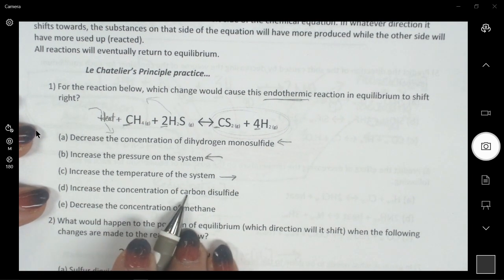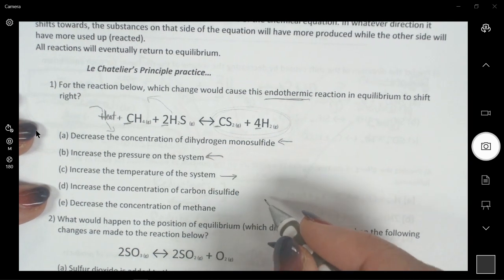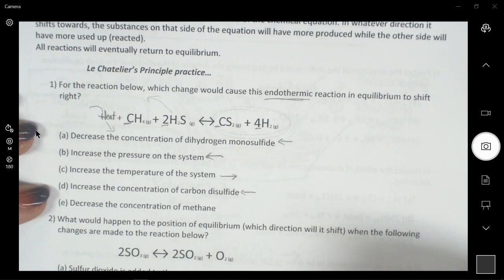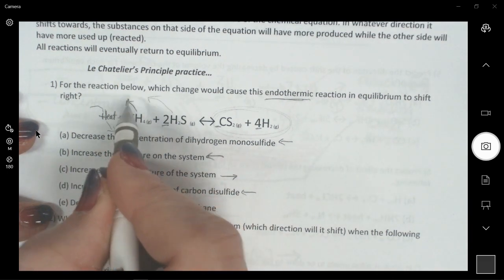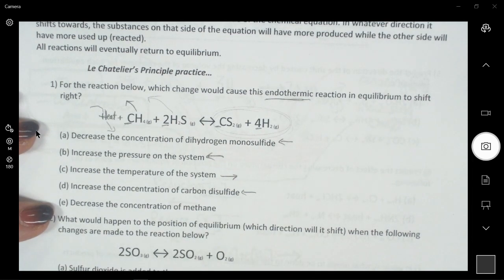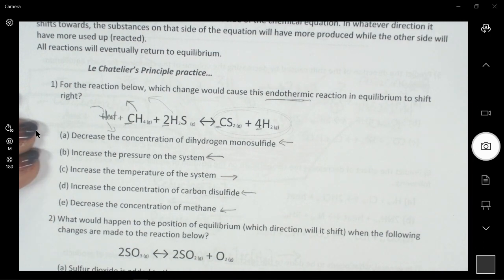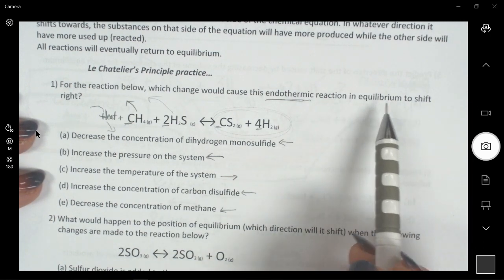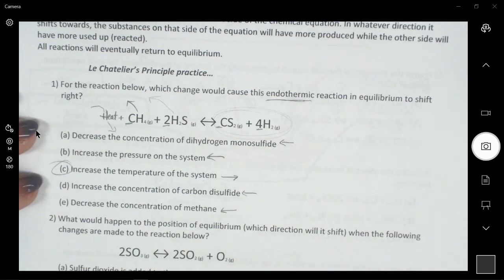Increase the concentration of carbon disulfide. Everyone get that that's going to shift you that way? And decrease the concentration of methane. That's me removing some ketchup from that side, so it will flow to go in there. So which would cause this reaction to shift to the right? There's only one of them.